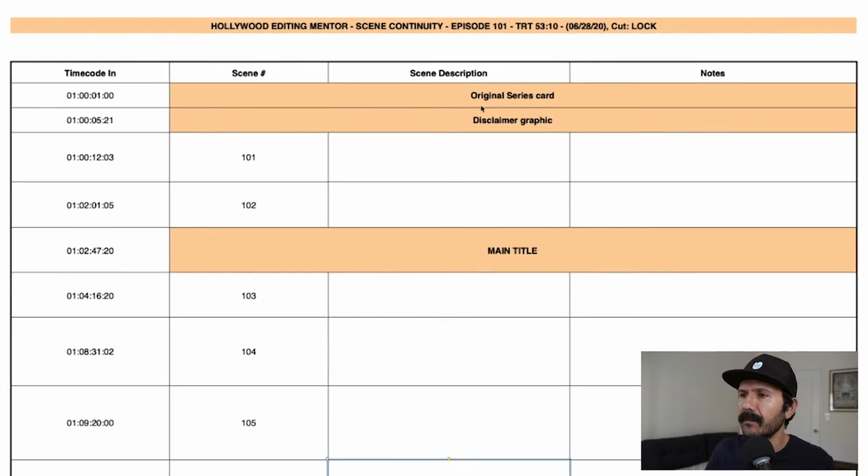And then in this case, there are these bits here where it says original series card, disclaimer graphic, and then main title of the show. So again, in this case, the show had those three elements, right? And so wherever, for example, the original series card started, just put the time code in of where it starts. Same thing with the disclaimer graphic and the main title. So you can see the structure of your show, of your episode, by looking at this piece of paper.